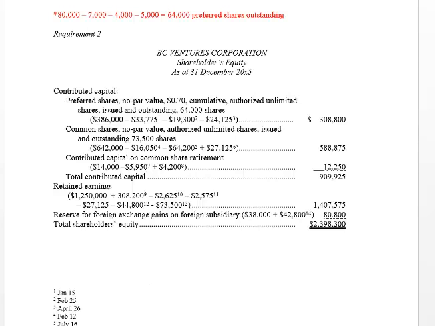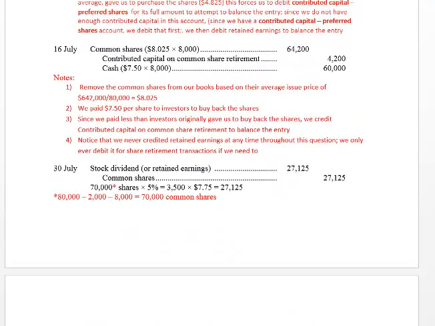Don't forget, we have a transaction that happened on July the 16th, so let's go back up there. On July the 16th, when we bought back 8,000 common shares, we removed them from our books at the average price that we issued them initially to investors at, which was $8.02. So we debited that $64,200. But remember, it cost us less to buy them back at $7.50 than we got initially, which is $8.02.